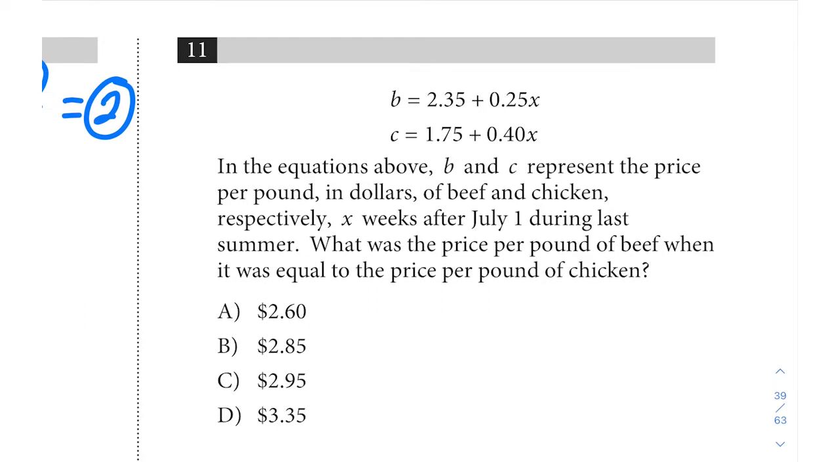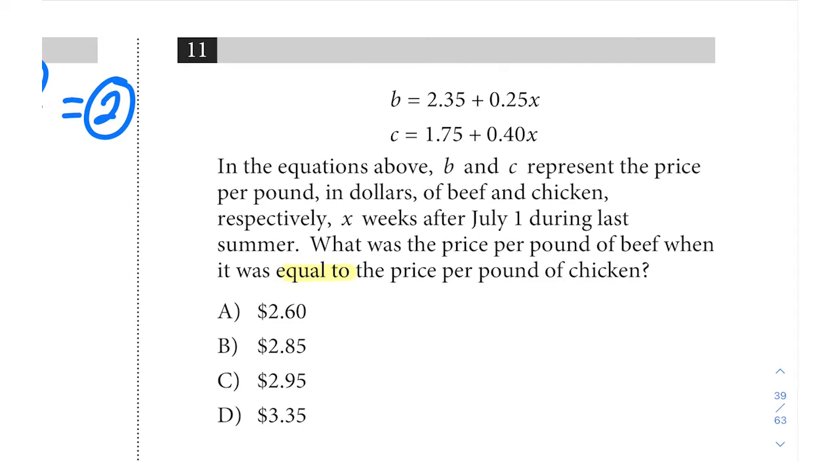They give us two equations, b equals 2.35 plus 0.25x, and c equals 1.75 plus 0.40x. In the equations above, b and c represent the price per pound in dollars of beef and chicken, respectively, x weeks after July 1st during last summer. What was the price per pound of beef when it was equal to the price per pound of chicken?